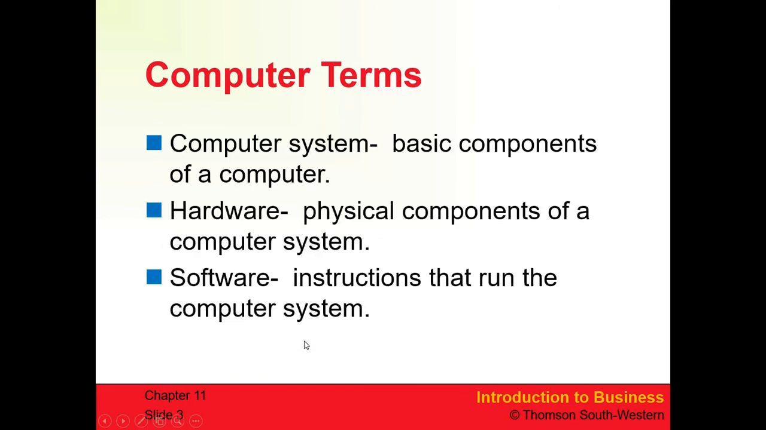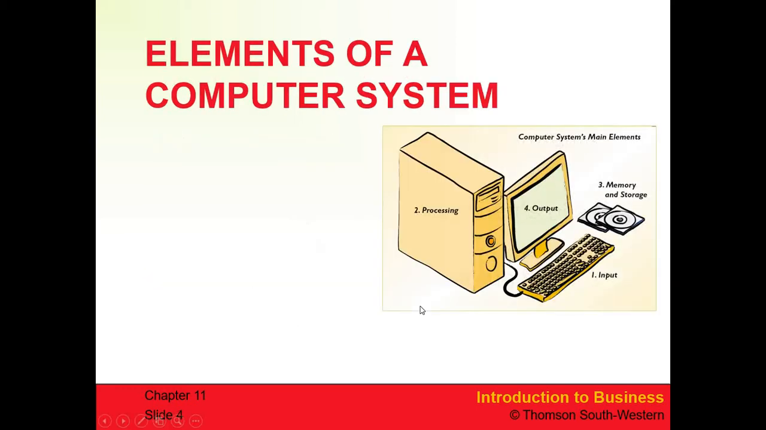What is a computer system? It's the basic components, the hardware and the software. The hardware is the actual computer itself. The software is the information that runs the computer. Again, you're looking at your hardware is most of this stuff right here, and then the software would be these devices put inside here to make this operate.